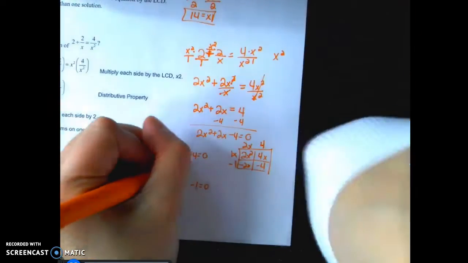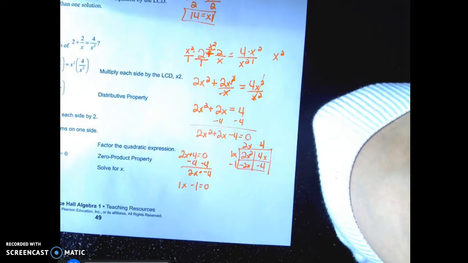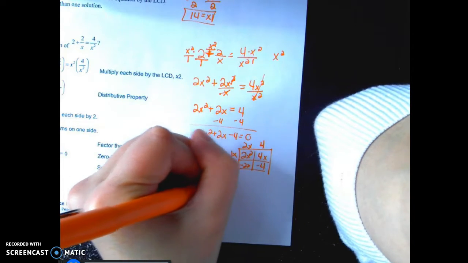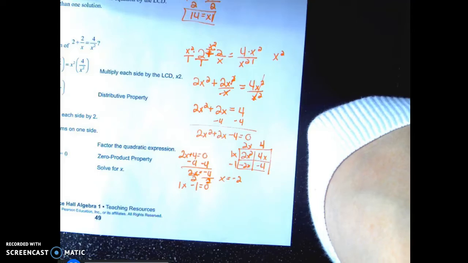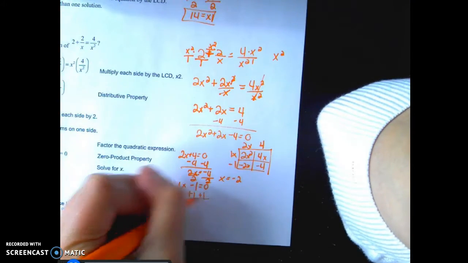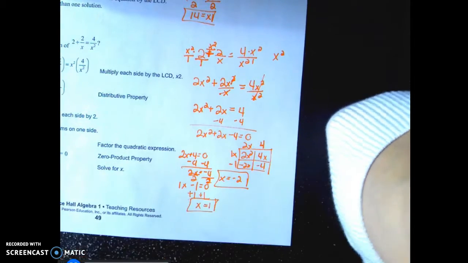I can solve those, so subtract 4. That gives me 2x equals negative 4. Divide by 2, and that would give me x equals negative 2. Add here, add 1, and that just gives me x equals 1. So my two solutions are x equals negative 2 and x equals 1.